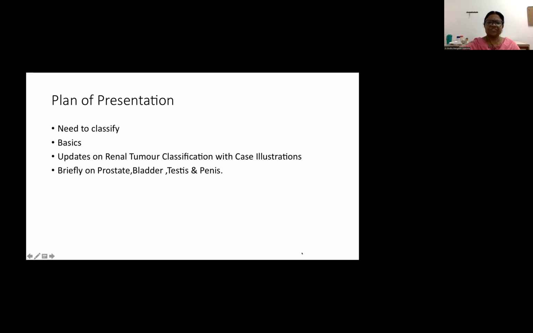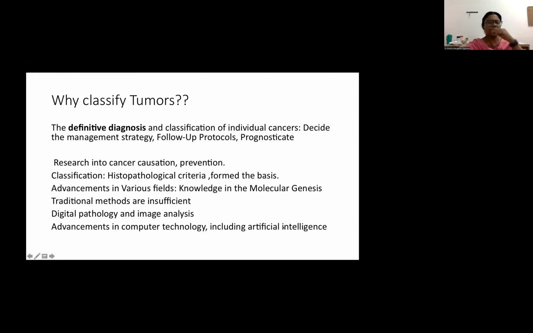Now, the question first is why we need to classify tumors. The answer would be the definitive diagnosis and the classification of individual cancers are very much required for the clinicians or the treating team to decide on the management strategy, also to decide on the follow-up protocols, and also to prognosticate the disease process. This is also required for the research into the cancer causation and also prevention.